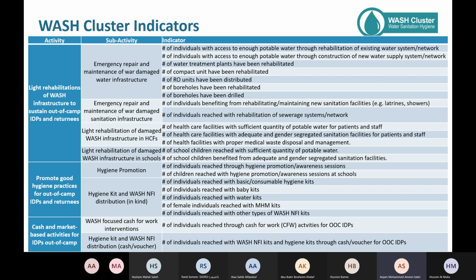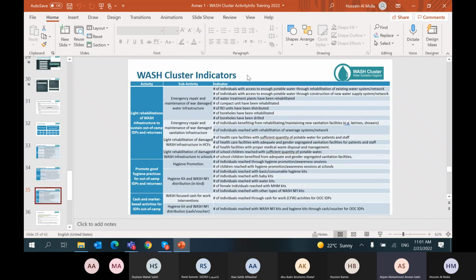And then hygiene kit and WASH NFI distribution, cash and voucher. If you do any type of cash and voucher for any type of NFI distribution, you can report it here: number of individuals reached with WASH NFI kits and hygiene kits through cash and voucher for out-of-camp IDPs. So that was it for the activity, sub-activity, and indicators. I will open the floor for anyone in case you have any questions. Otherwise, I will hand it over to Hussein to move ahead.